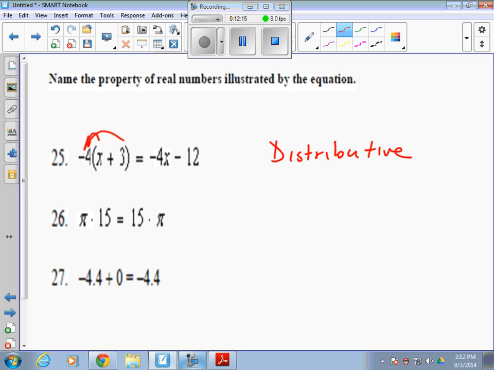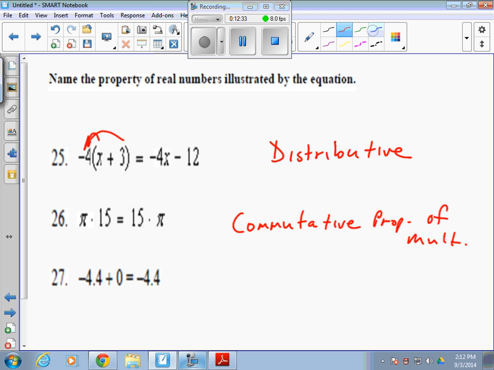Pi times 15 equals 15 times pi. Notice nothing changes except the order that they're multiplied in. They commute from one spot to the other spot. So this is the commutative property, and it's of multiplication.